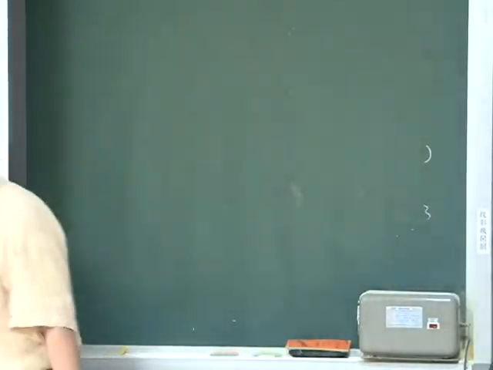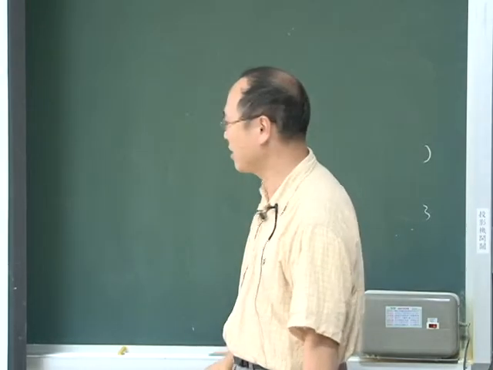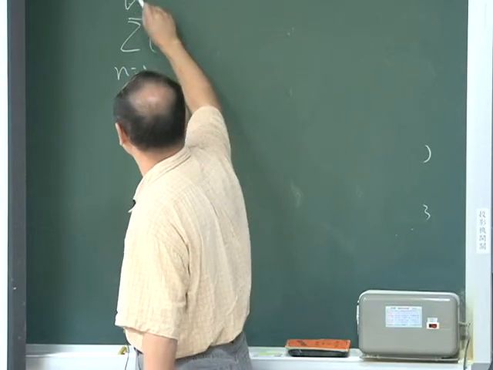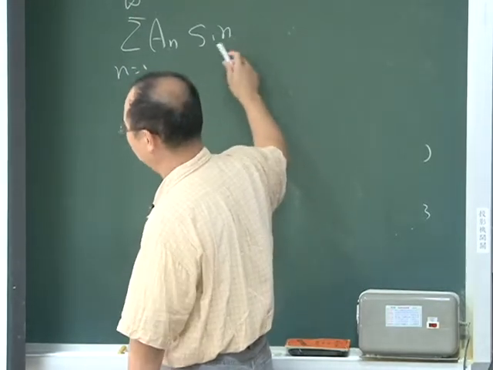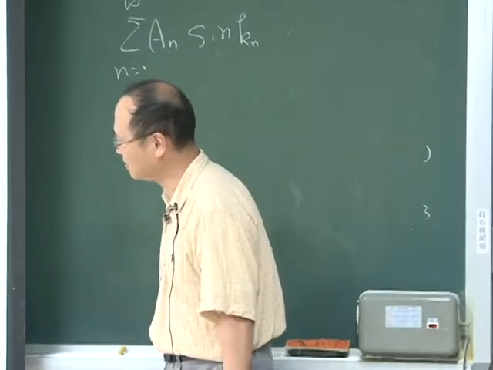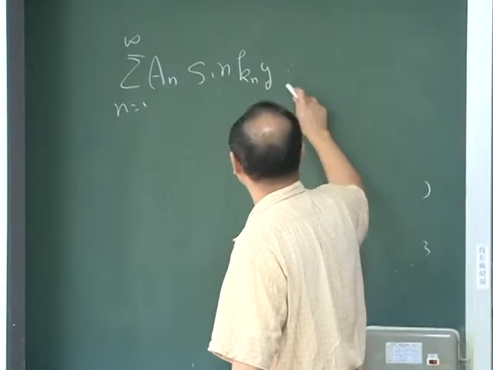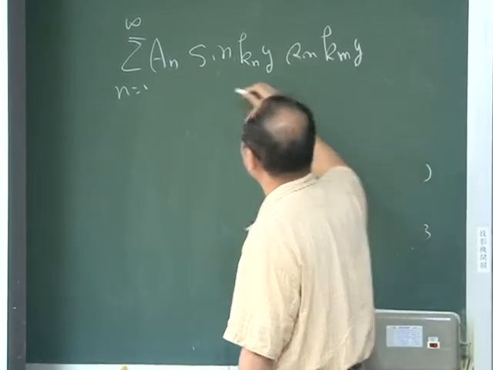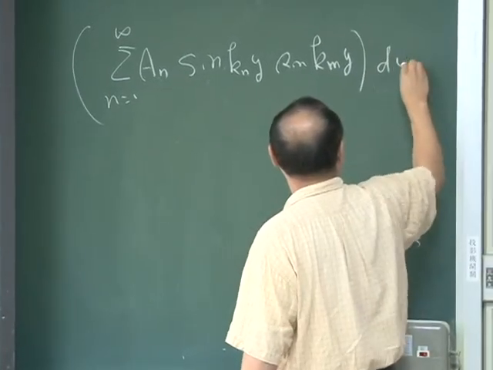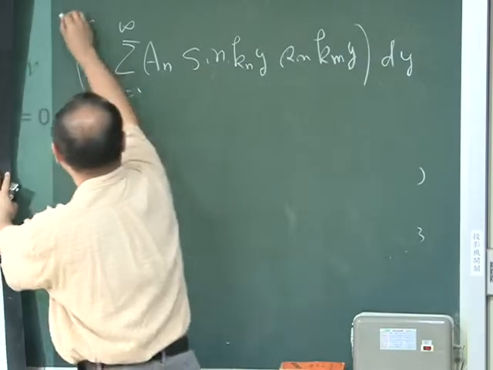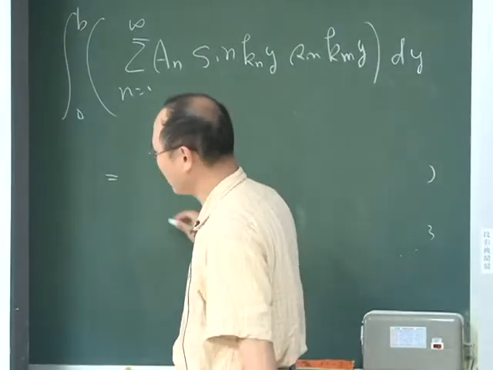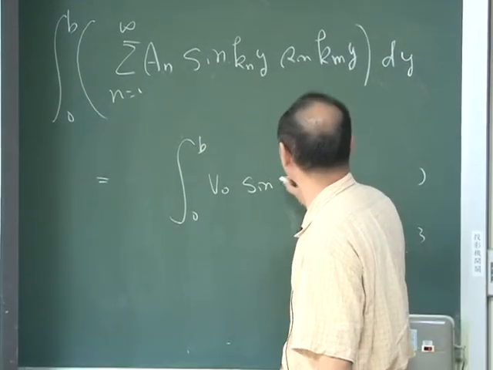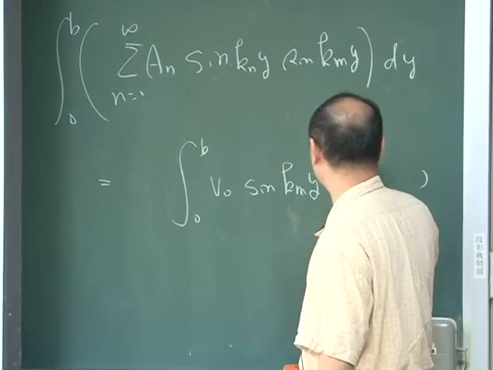Now you want to determine this a_n. So let's multiply both sides with sine, summation n equal to 1 to infinity, you have sine k_n y multiplied with sine k_m y, and then the whole thing do an integration dy from 0 to b. On the right hand side you also have an integration from 0 to b of v naught sine k_m y, and then integrate over y.